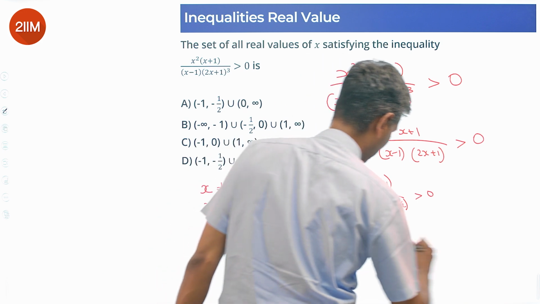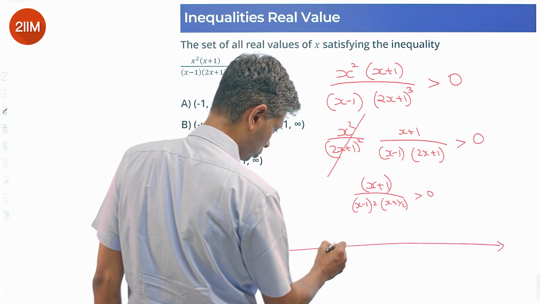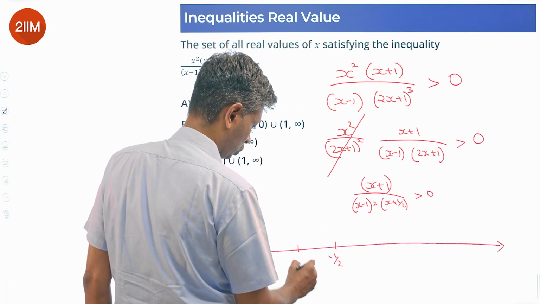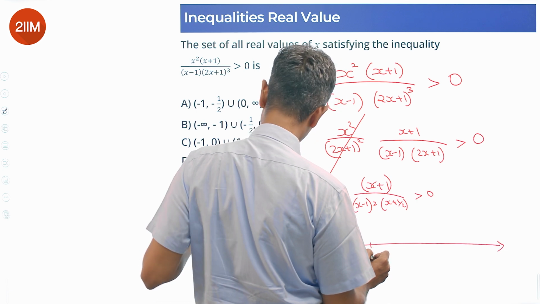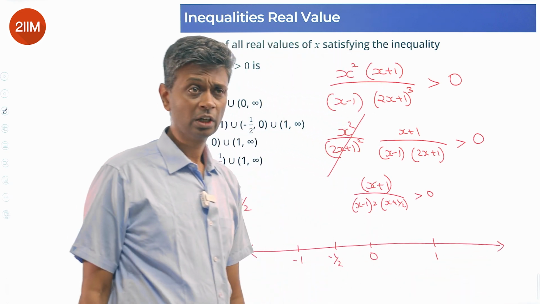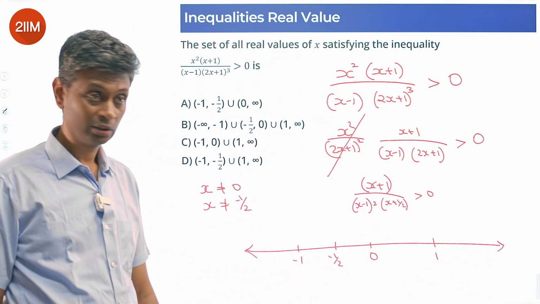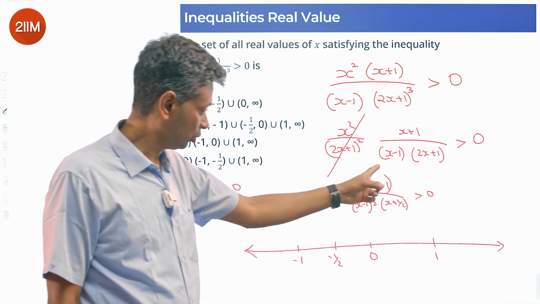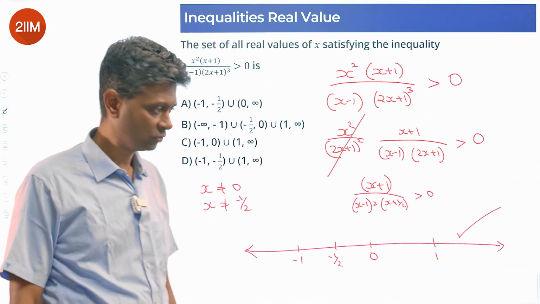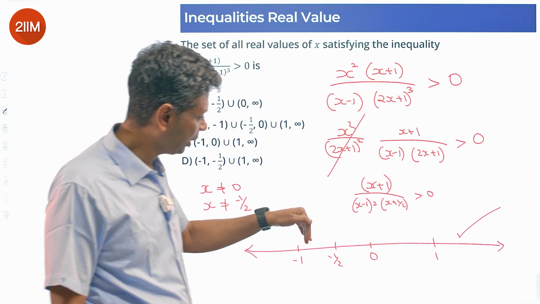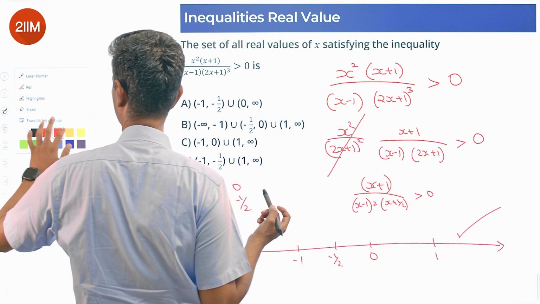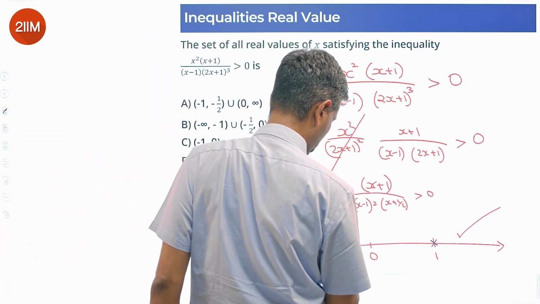What do we do? Draw the number line. Put minus half here, minus 1 here, 0 because I need to remember 0, and 1 here. I want to know when this is greater than 0. When x is greater than 1, positive, positive, positive. So this will work. And when x is between minus half and 1, and these three are the roots. 0 I've just added, the roots are here, the turning points will be here.